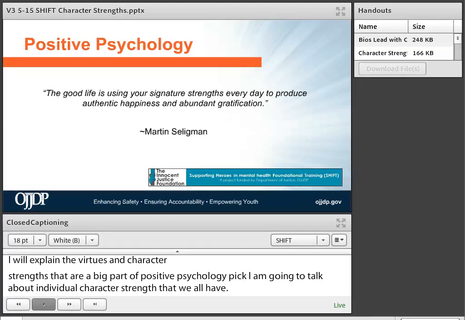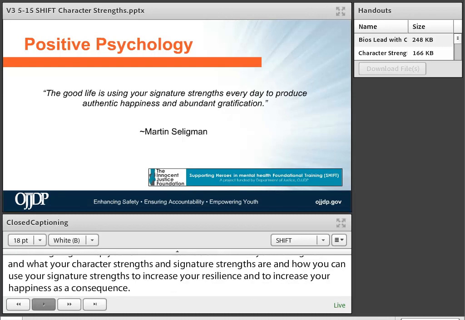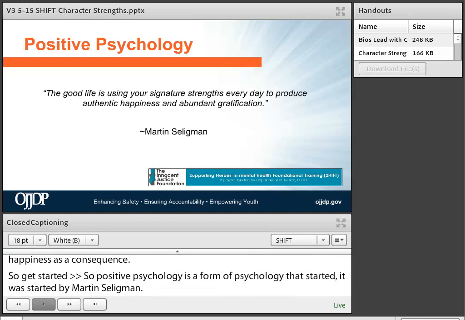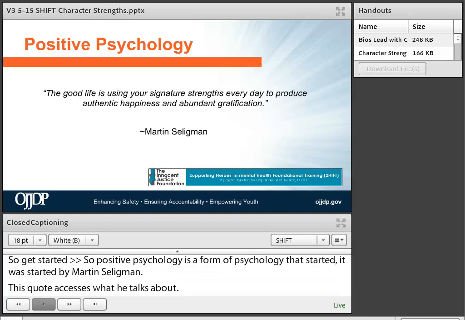So let's get started. Positive psychology is a form of psychology that was started by Marty Seligman, and this quote here kind of expresses what he talks about. The good life is using your signature strengths every day to produce authentic happiness and abundant gratification.